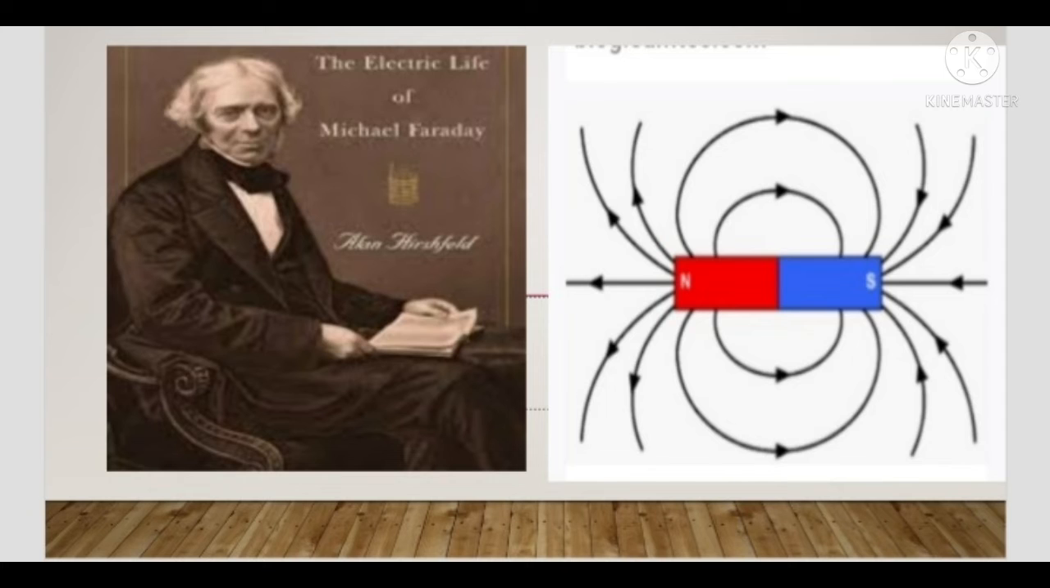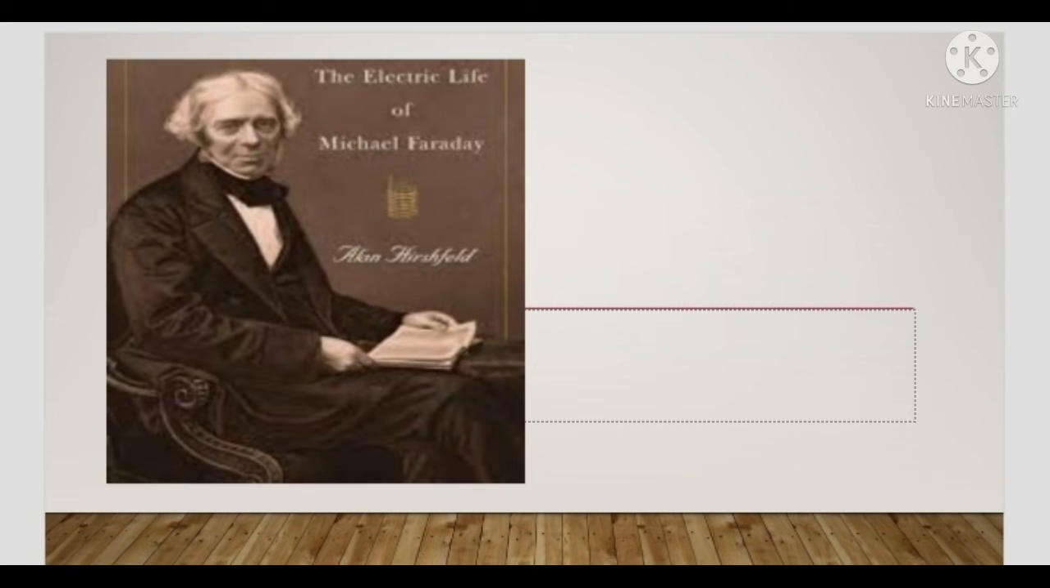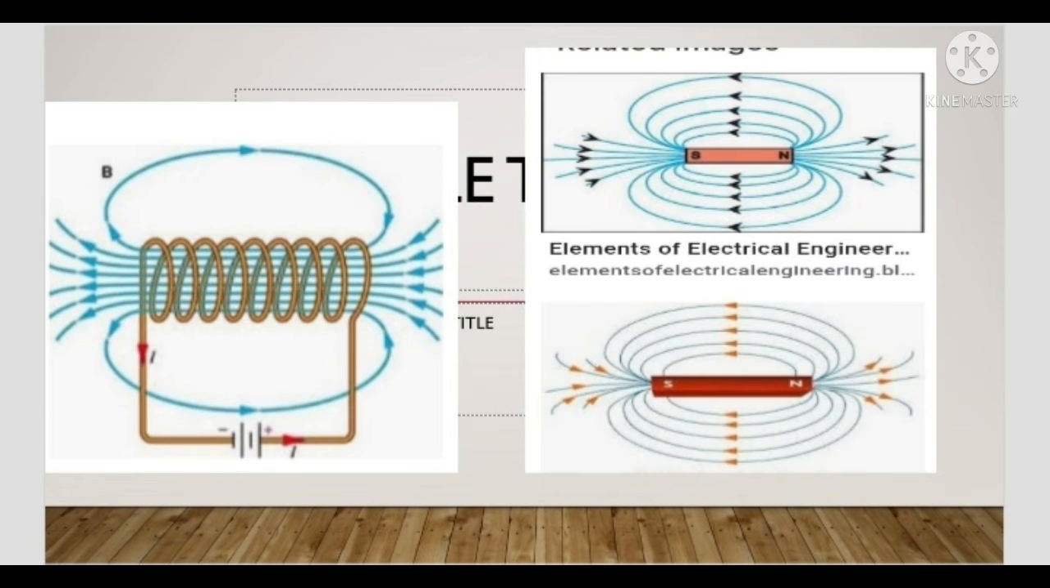Then the properties of magnetic lines of force are: first one, the magnetic lines of force are imaginary connecting lines. Faraday introduced the concept of lines of force in order to explain magnetic attraction and repulsion. Then second one, magnetic lines of force always run from north pole to south pole. The south pole may be of the same magnet or a different one.